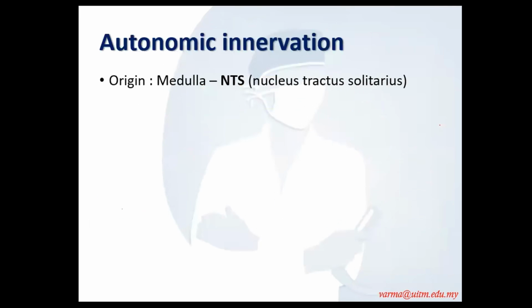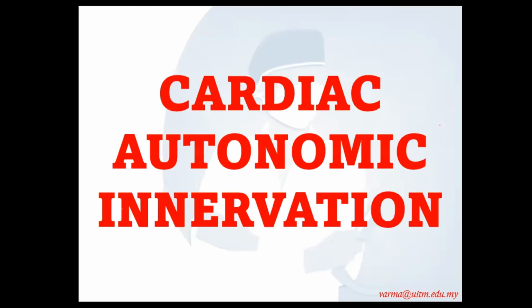So cardiac autonomic innervation: the origin is from the medulla, the nucleus tractus solitarius. These are facts, just take them as facts. We're not going to analyze it much. Autonomic means it has sympathetic and parasympathetic components. One increases the heart rate and the contractility, and one reduces them. One helps you fight and flight, and another is to rest and relax. The idea is to increase oxygen supply.